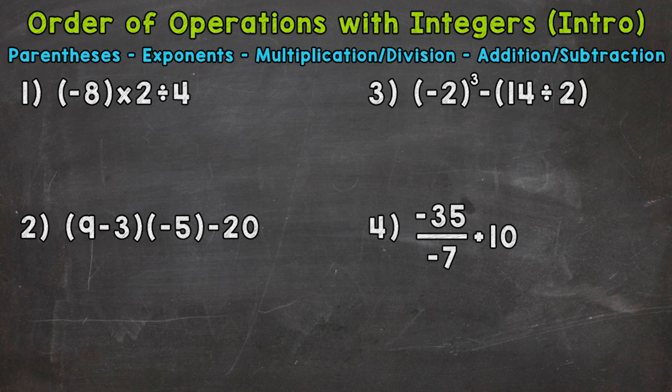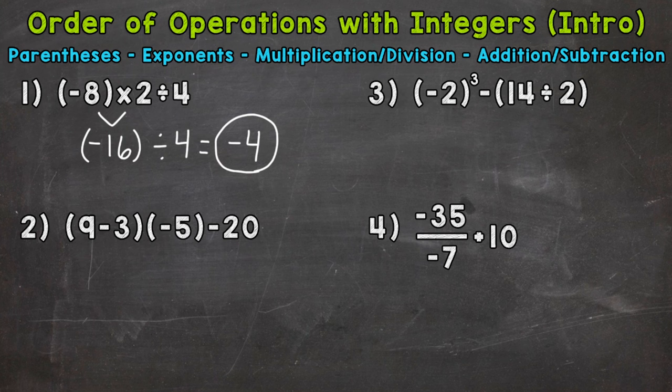Any exponents? No. Any multiplication or division? Yes. So that's where we start. Negative 8 times 2. So we have a negative times a positive. A negative times a positive equals a negative. So this is going to be negative 16. Bring down everything we did not use. So the division and the 4. So we end with negative 16 divided by 4. A negative divided by a positive equals a negative. So this equals negative 4, and that's going to be our answer.